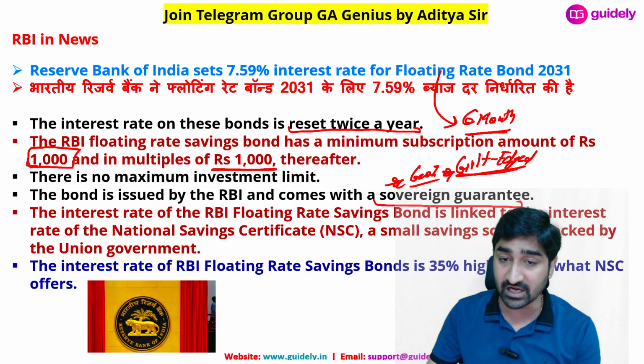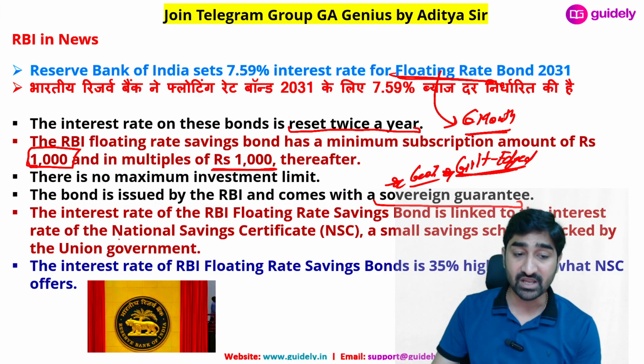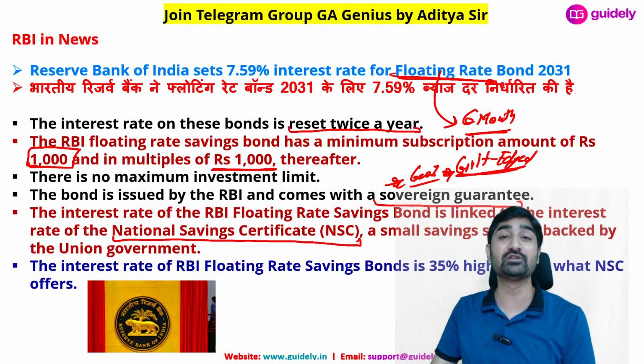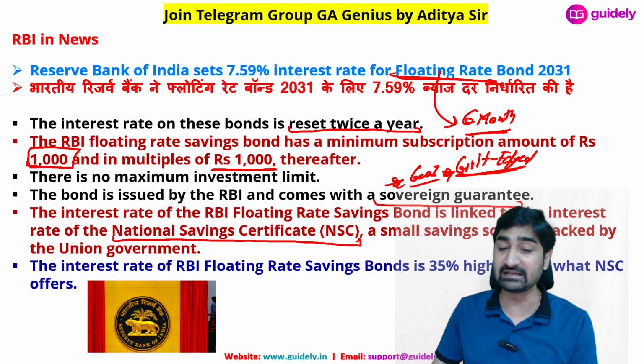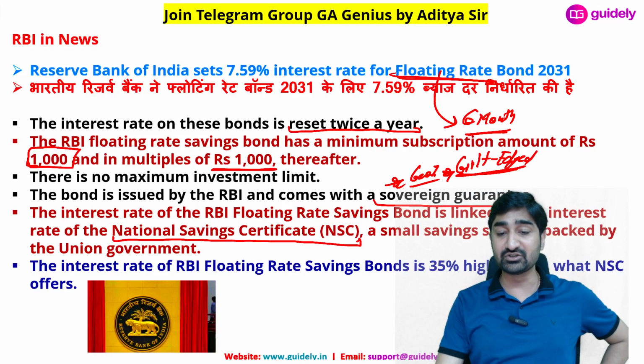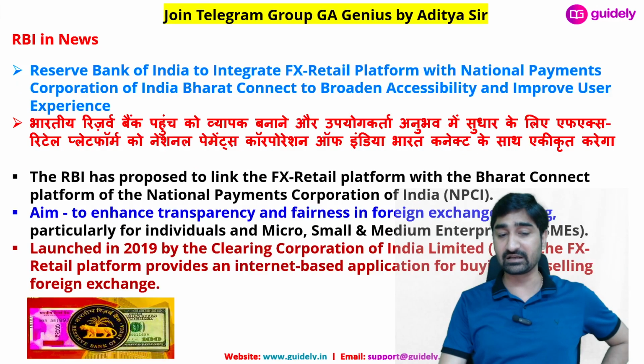Now, these floating rate bonds are linked with NSC, National Savings Certificate, which is another bond available in the post office. So NSC से link है. The rate of interest will be higher than NSC. NSC जो है उससे आपका rate of interest higher रहता है. So NSC से link करके इसको रखा हुआ है.